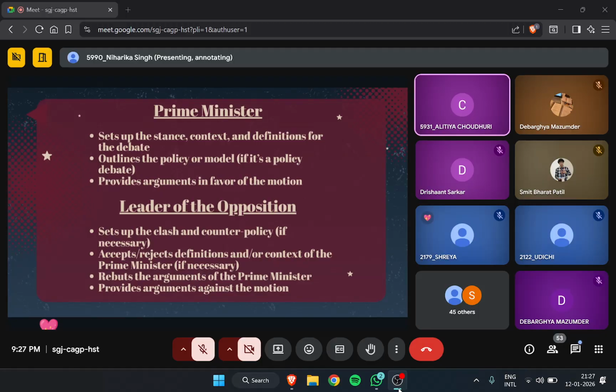Does that clear it for you? Great. Yes, no, yes. I do get that it's a little bit complicated, but don't worry. With more sessions, with more mocks, you're going to understand it fairly easily. Not an issue. Niharika, next slide, please.